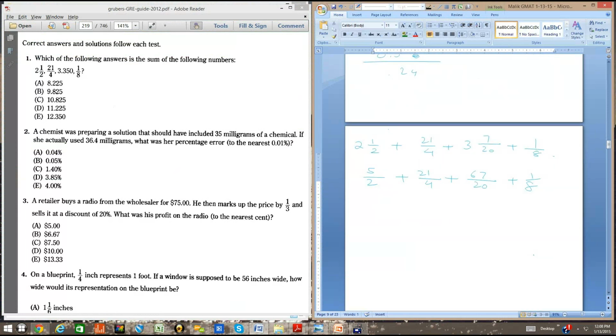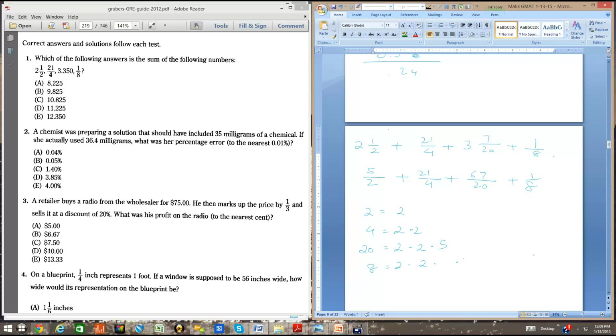Find the first number that can absorb all these denominators. So you need to break down all these numbers. 2 equals 2. 4 equals 2 times 2. Right. 20 equals 2 times 2 times 5. And 8 equals 2 times 2 times, well, doesn't have a 5, it has another 2.